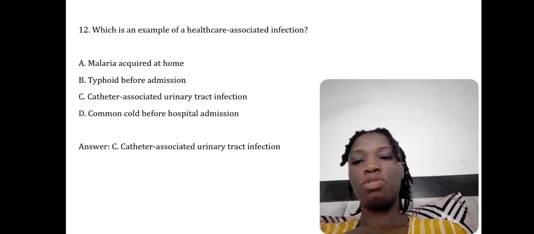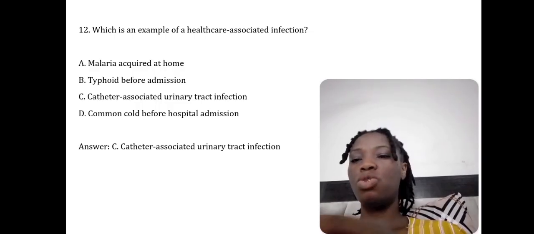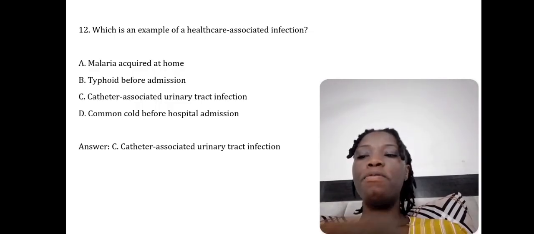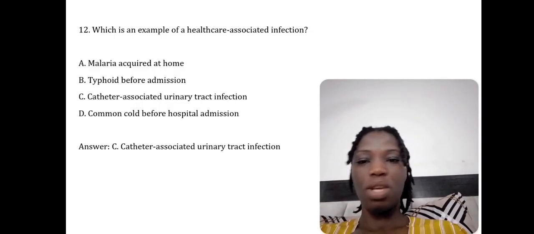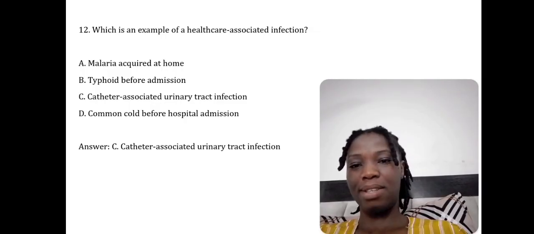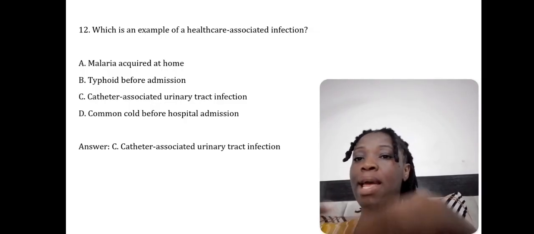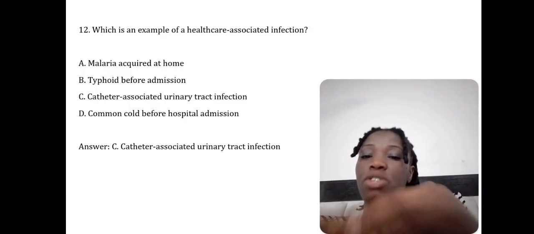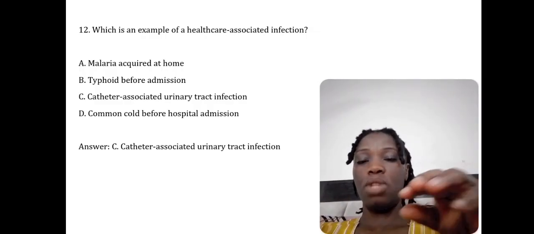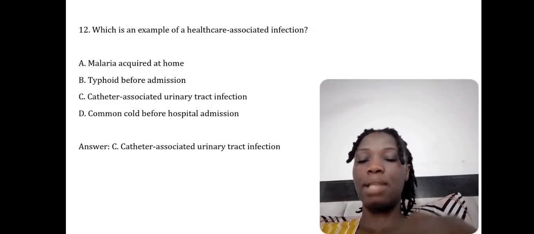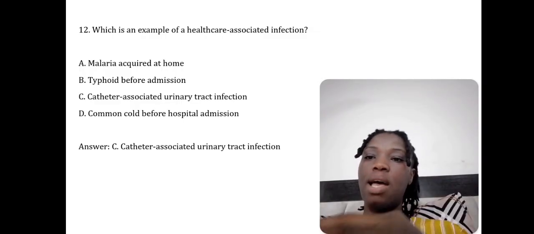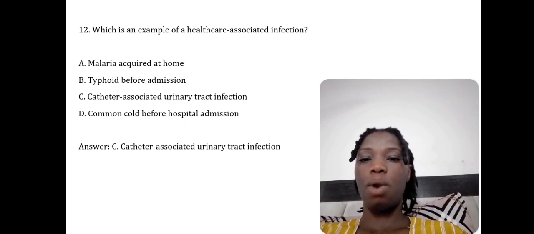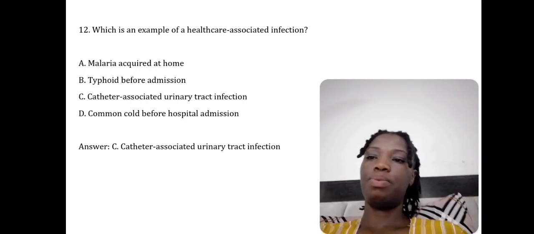This is a common cold before hospital. Anything before hospital admission or before presentation to the hospital is not hospital acquired. You see the name, hospital acquired, healthcare associated. It means you got it from the hospital or during your healthcare or during your visit to the hospital. Those are healthcare-associated infection or nosocomial infection or hospital-acquired infection.